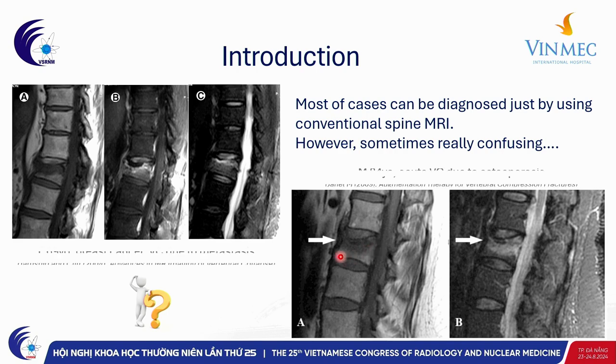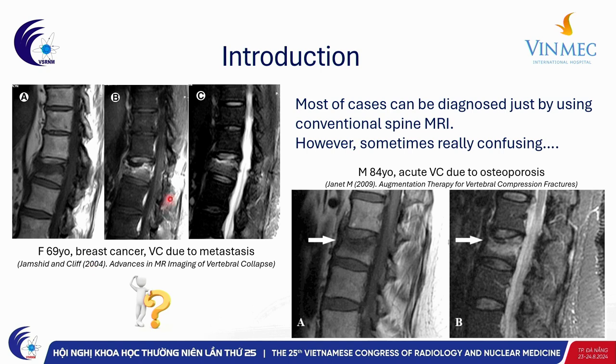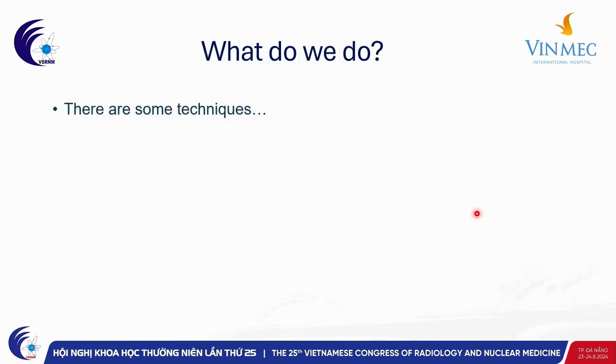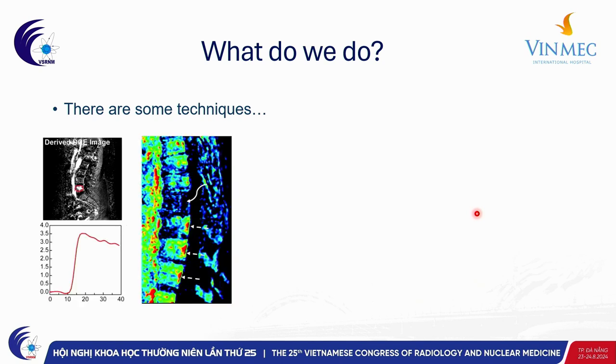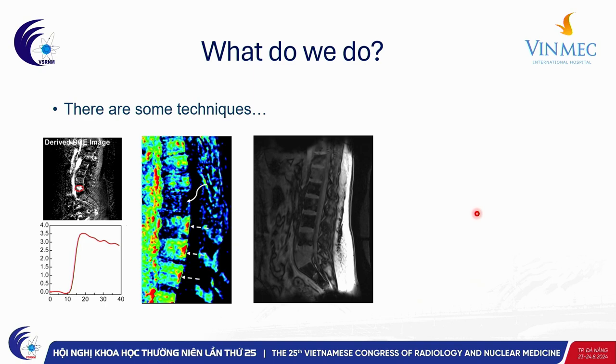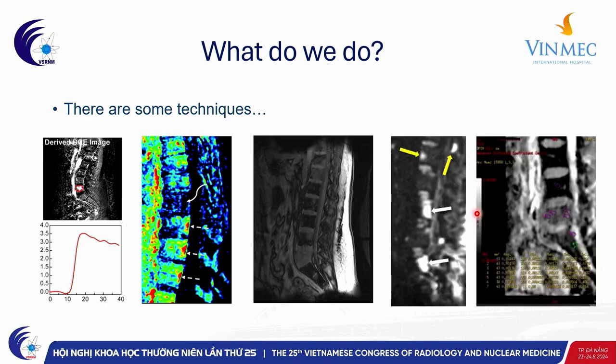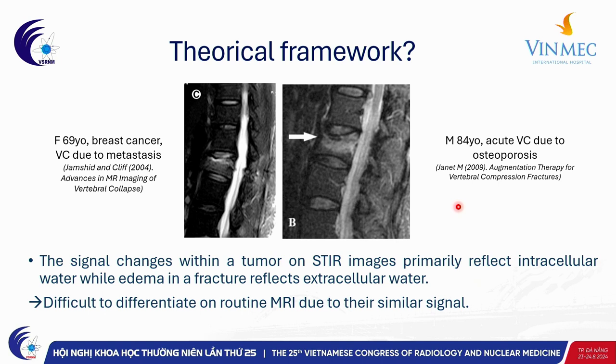And in this case, actually, just one of them, on the left picture here, is the compression due to a metastasis from breast cancer. And on the right side, you see that this is an acute VC due to osteoporosis. So what do we have? We have some techniques. For example, we're using the DEC curve, we're using chemical shift in phase and out phase, or we can use the DWI, qualitative and quantitative.